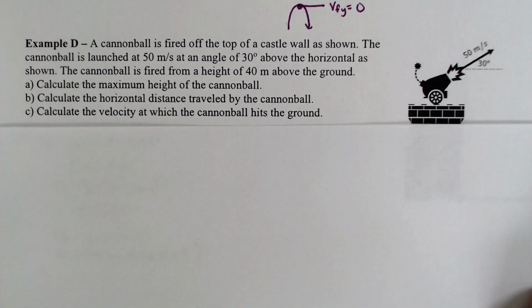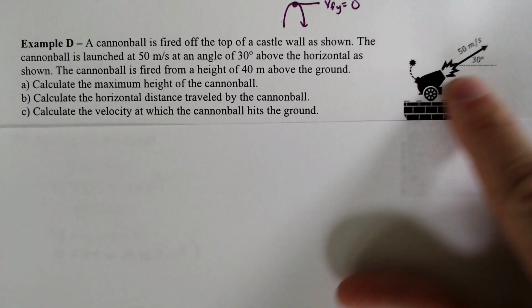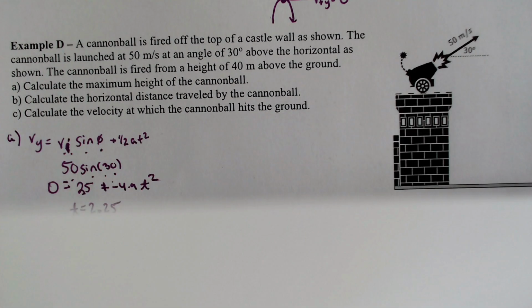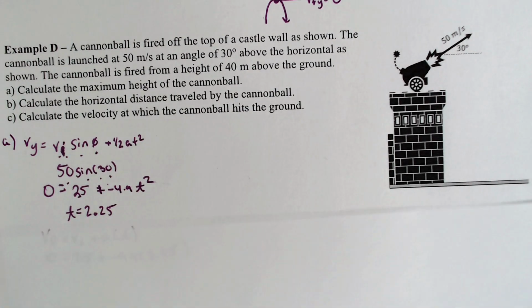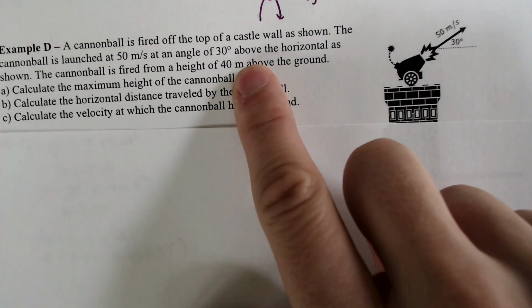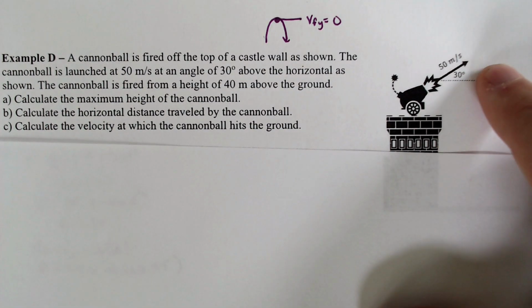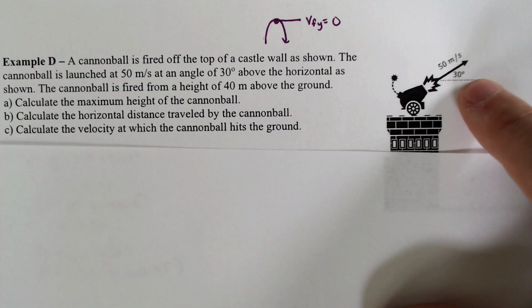Today we are going to be talking about taking our 2D kinematics and launching it from an angle, but specifically from an angle that has a height. That height is going to be 40 meters above the ground. We are launching this cannonball out at 50 meters per second at 30 degrees.